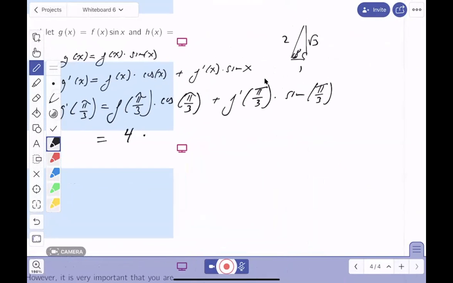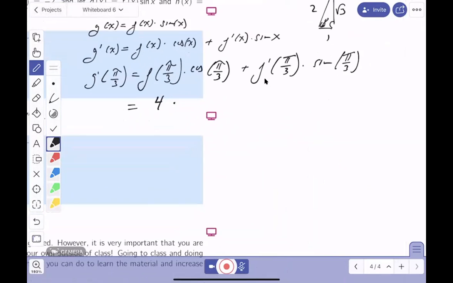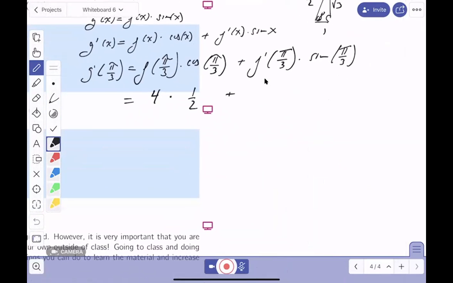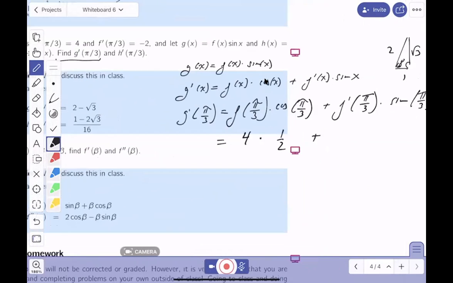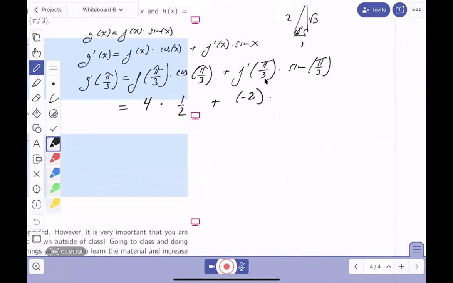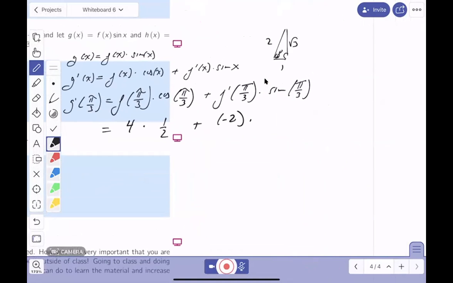Do you know the cosine of pi over 3? I do. It's a half. Do you know f prime pi over 3? Can't remember, but I'll look it up. It's minus 2. Do you know sine of pi over 3? Yes, it's root 3 over 2. Let's do this. You get 2 minus root 3.